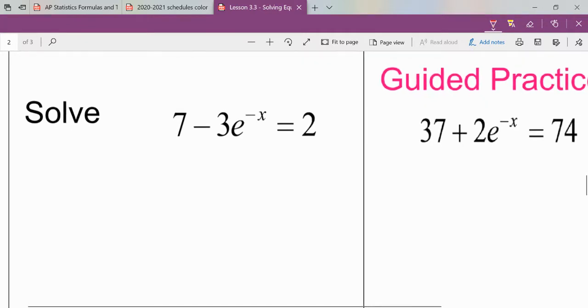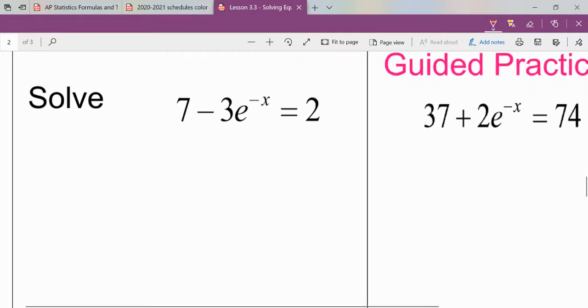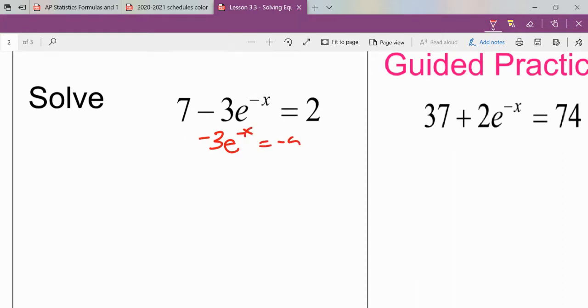Got some more problems with exponents, solving exponentials. So let's go ahead and look at this. Again, the idea still is to isolate the term with the exponent. So that means I've got to get rid of this 7, so I'll subtract 7 from both sides. So I'd have minus 3e^(-x), and subtracting 7 there, I get negative 5. Then again, term with the exponent alone, so I get rid of this negative 3, since there's multiplying between them, so I'll divide both sides by negative 3. So that would be positive 5/3, because negative divided by negative is positive.